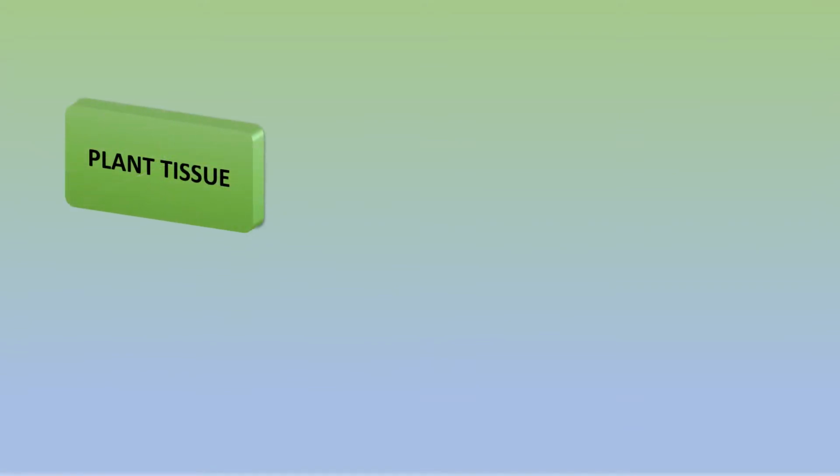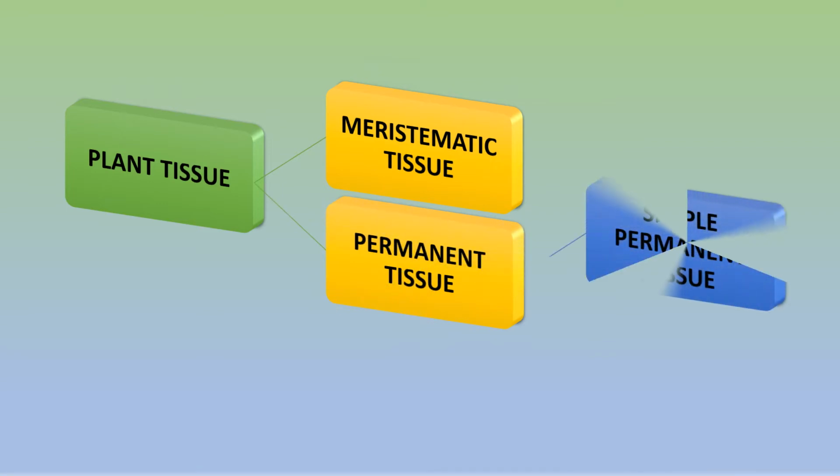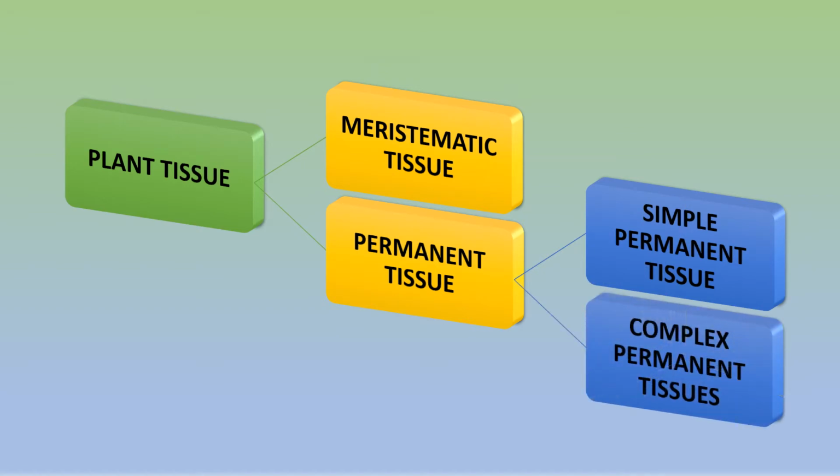Plant tissue is of two types, that is meristematic tissue and permanent tissue. Permanent tissue again is of two types, that is simple permanent tissue and complex permanent tissue. Simple meaning made up of only one type of cell, and complex meaning made up of two or more different types of cells.